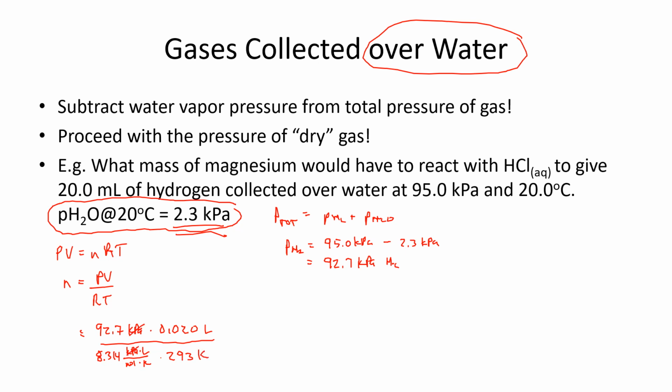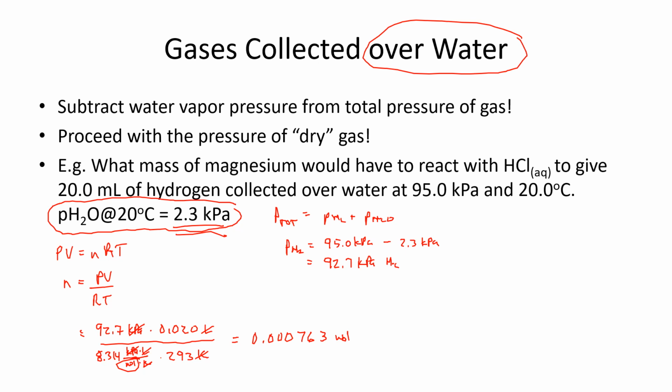So just check, make sure everything cancels here. We got kilopascals canceling, liters canceling, Kelvin canceling, which means we're going to leave us with moles. And we'll put the answer over here just for space. So 92.7 times 0.02 divided by 8.314 divided by 293 equals. And I've got a very tiny number here, 0.000763 moles.